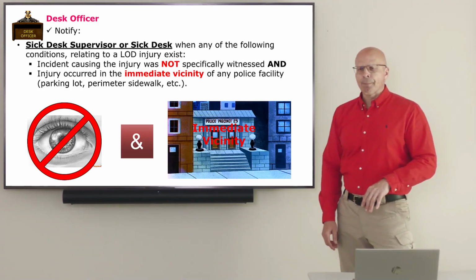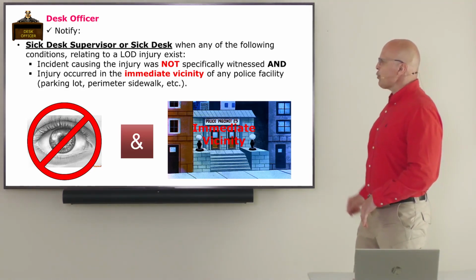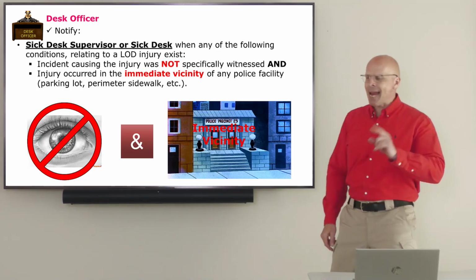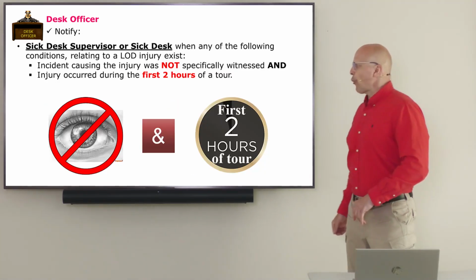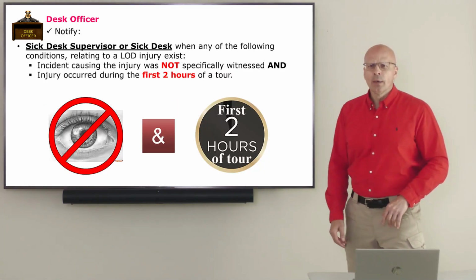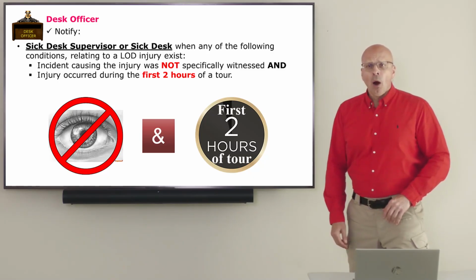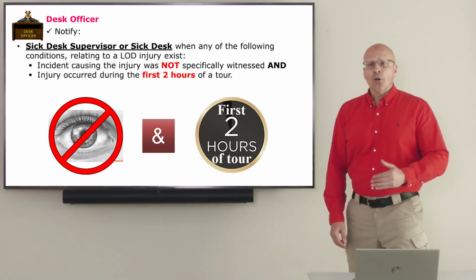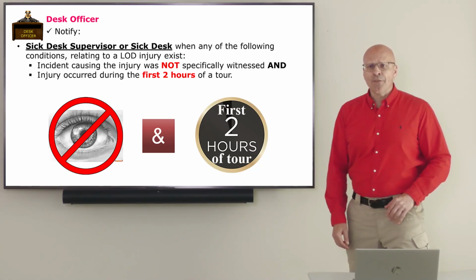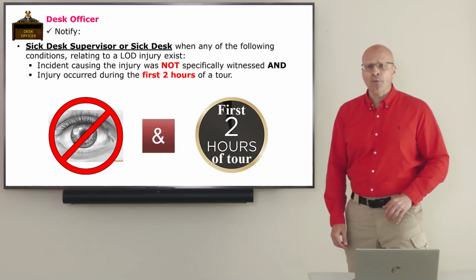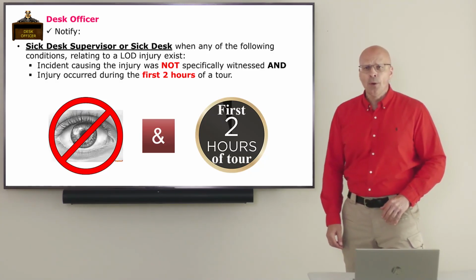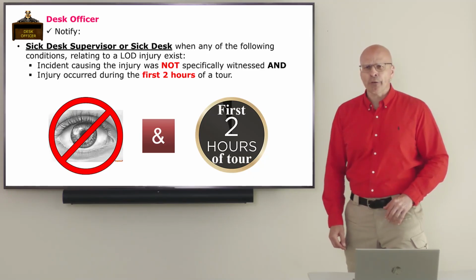Third situation, incident causing injury was not specifically witnessed, and injury occurred during the first 2 hours of the tour. You are in Sector Adam, first tour of the day on the 4 to 12. You start at 1500, 1530. You get notified to respond to a domestic dispute. You and your partner respond. You're there at 1600 hours, 1 hour after your tour started.